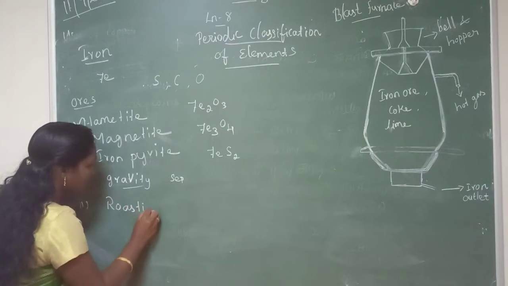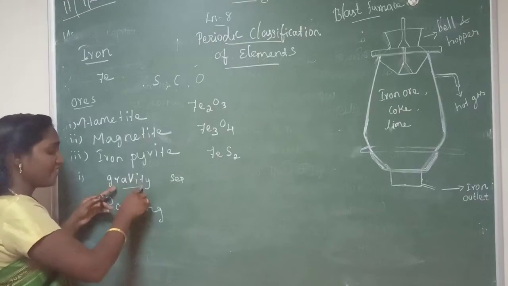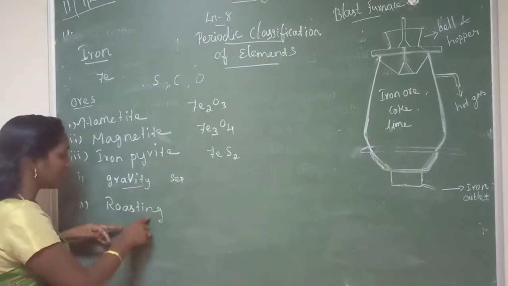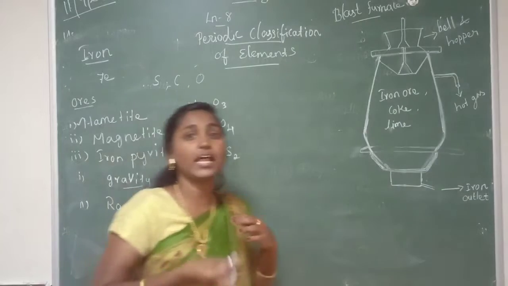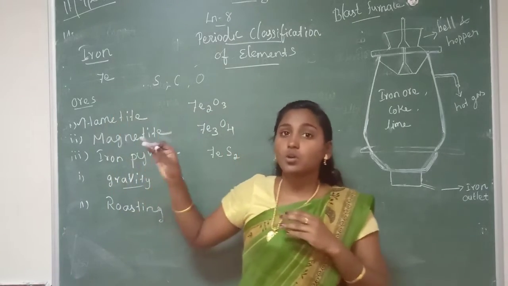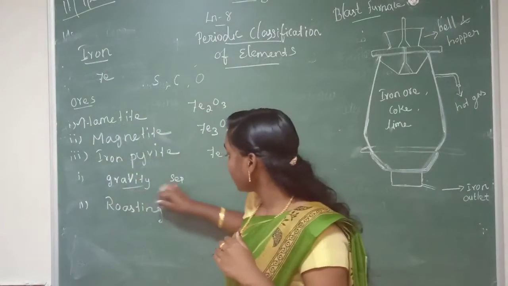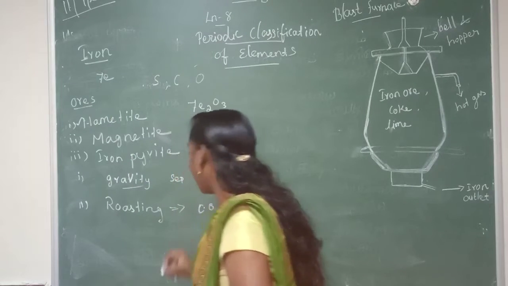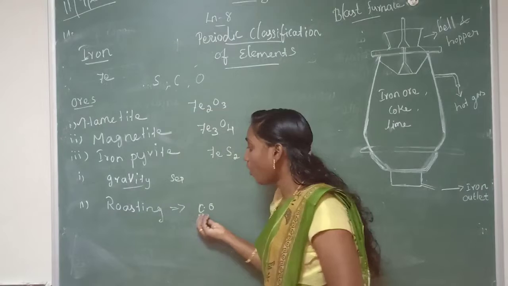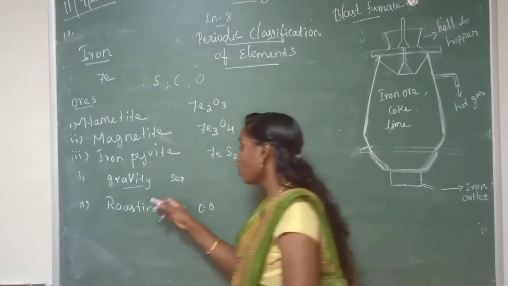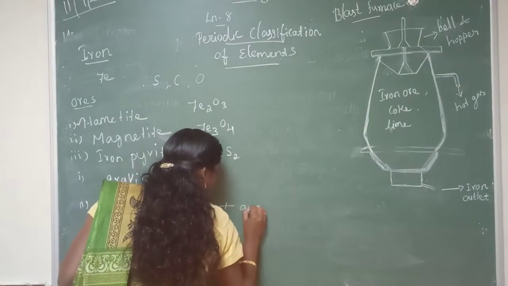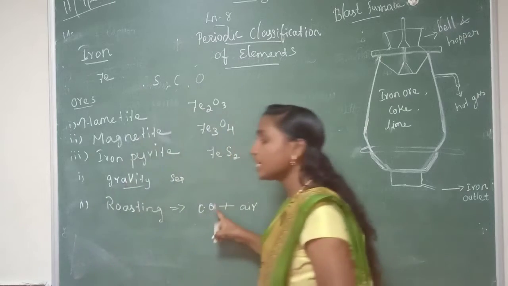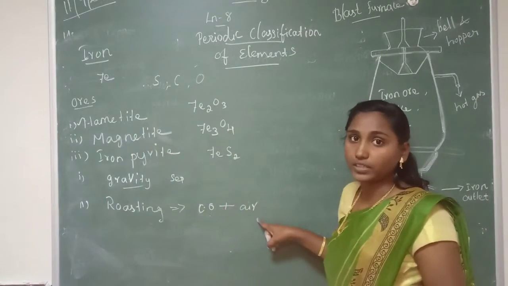Roasting. So the first method is concentration by gravity separation. The second method is roasting. We already learned the roasting method in copper. Here, in the first method, we get one product, that is concentrated ore. This concentrated ore is roasted in excess of air.